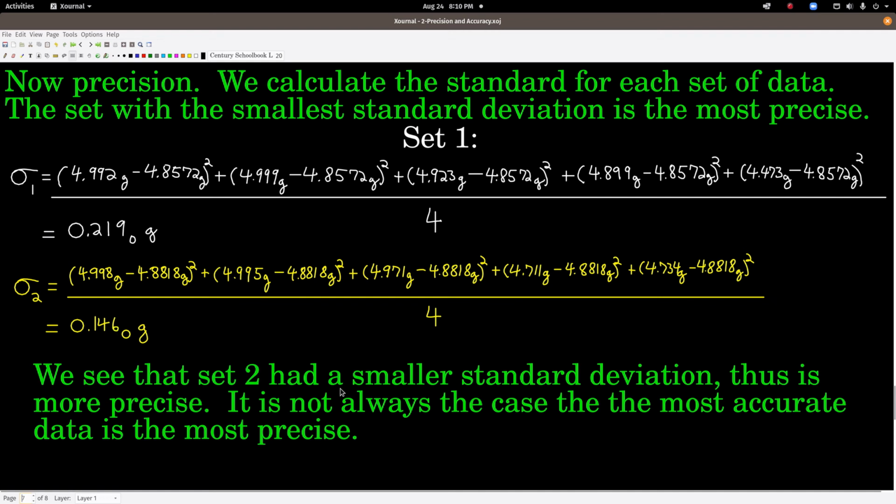Now in this case, with these sets of measurements, we ended up with the more precise measurement being the more accurate also. That's not always the case. Sometimes one set is more accurate and the other is more precise.